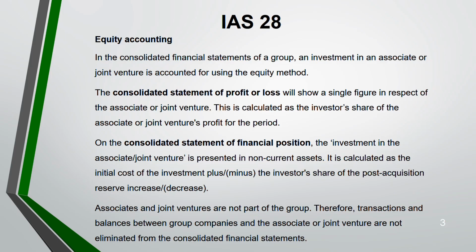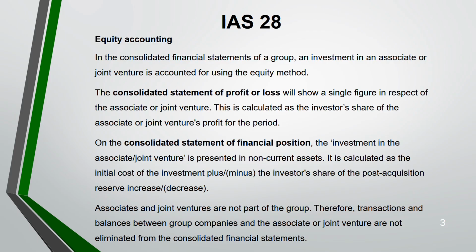And you have to take the investor's share only. The investor's share will be given in the exam. For example, they told you that you have bought 30% of the shares. So that 30% is an associate. So you only have to take 30% of the post acquisition profit.